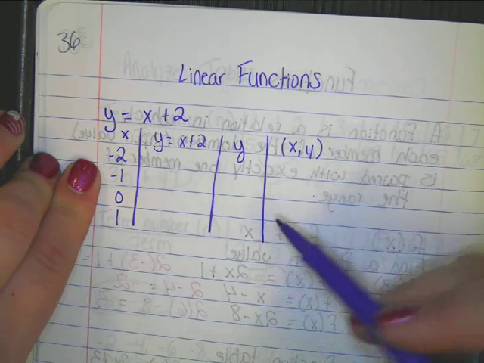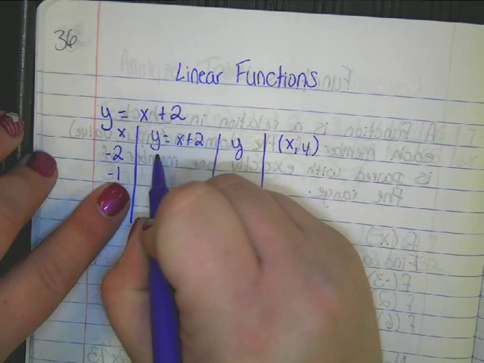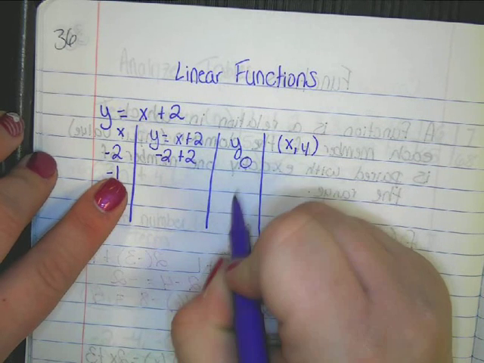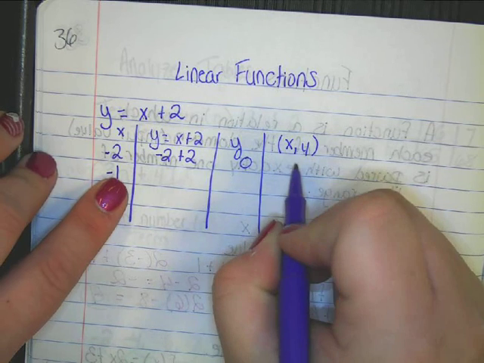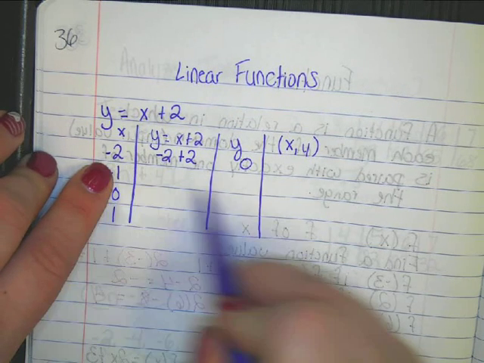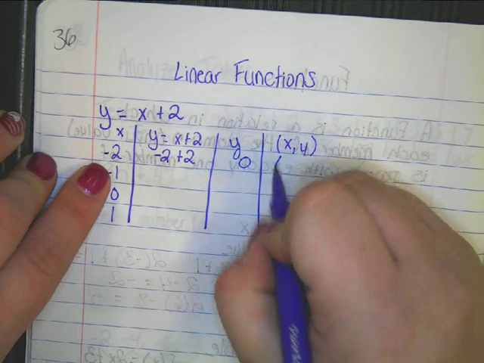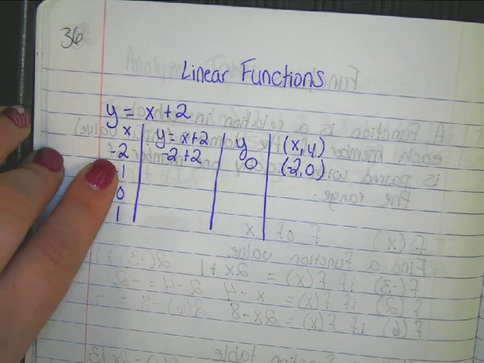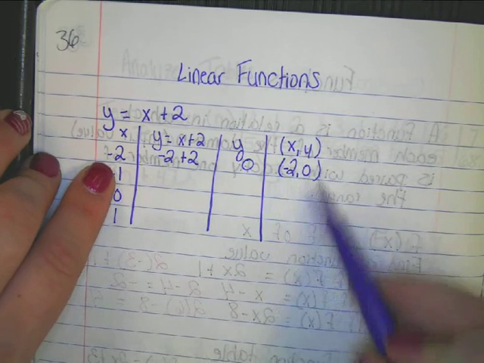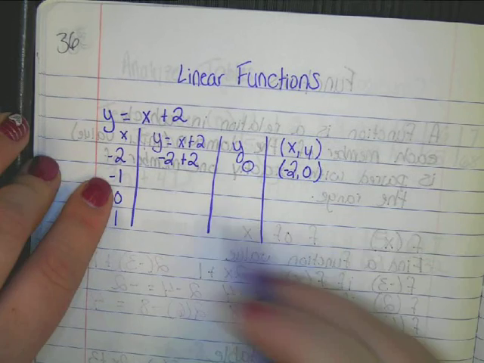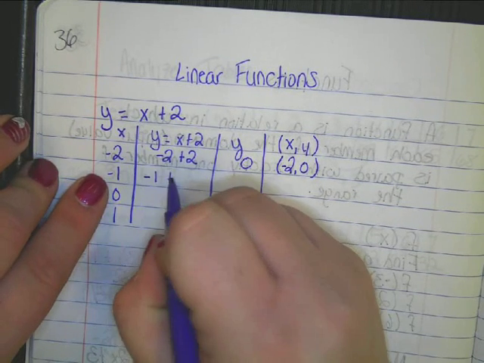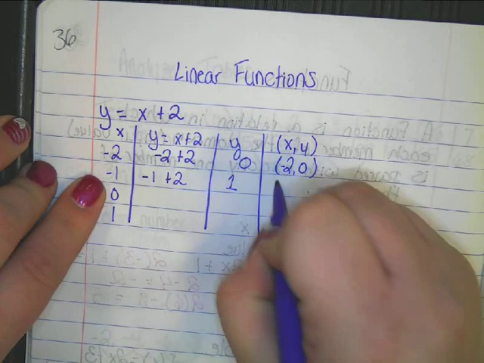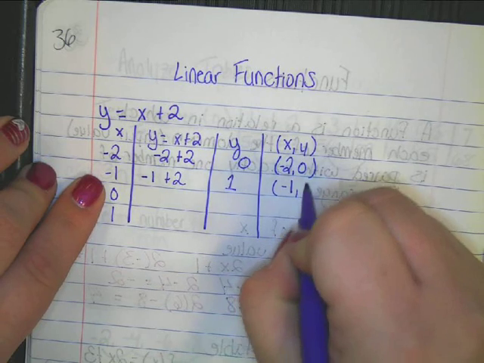Okay? Now we're going to solve, so I'm going to take -2 plus 2 gives me 0. Now this xy, I'm taking the number from the x, the number from the y column, and making them an ordered pair. So it would be -2, 0. That way when I graph, I already have my ordered pair for it. Alright, so substituting in -1 plus 2 gives me a +1, so my ordered pair is -1, 1.